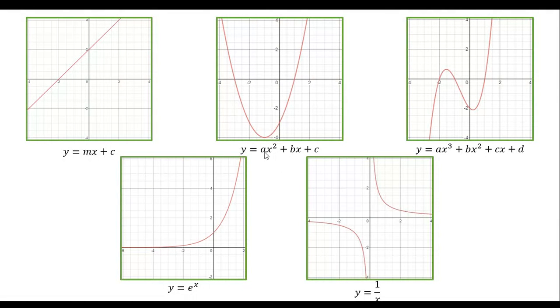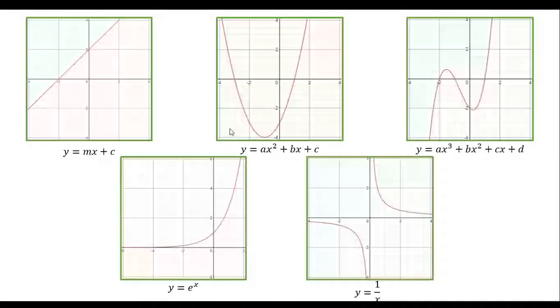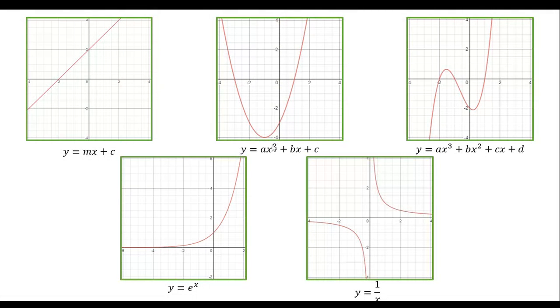If this a at the front here was a negative number, the graph would go the other direction. Okay, it would almost be this sad face instead of this smiley face. It would be the same shape. So you need to be able to recognize that as the quadratic graph.